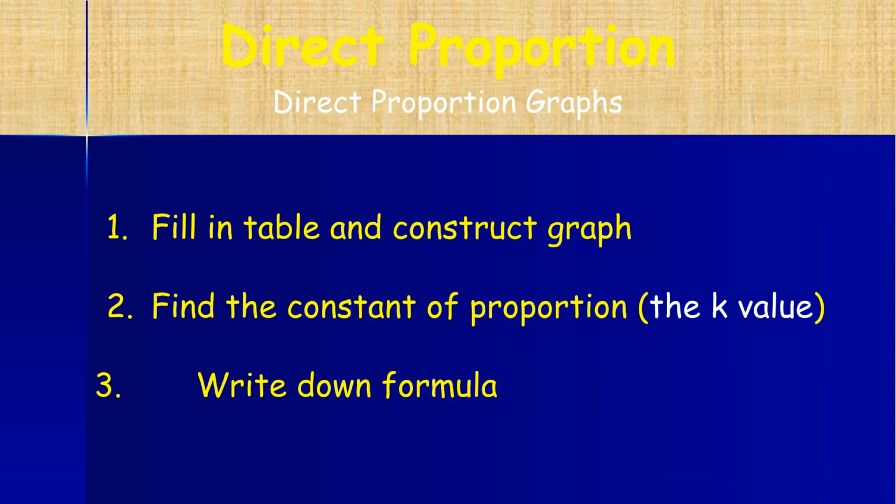In summary, the steps for inverse proportion graphs are: 1. Fill in the table and construct the graph. 2. Find the constant of proportion, k value. 3. Write down the formula.